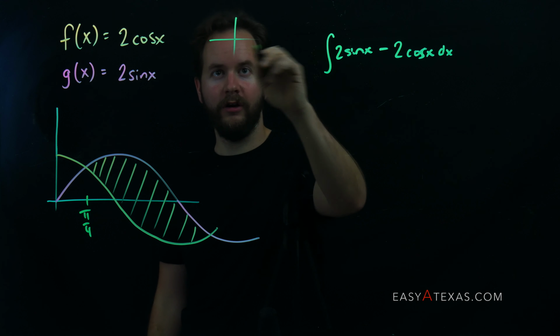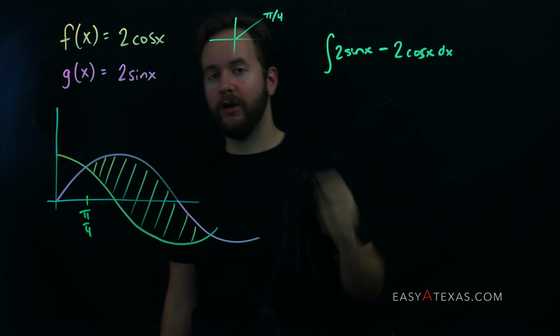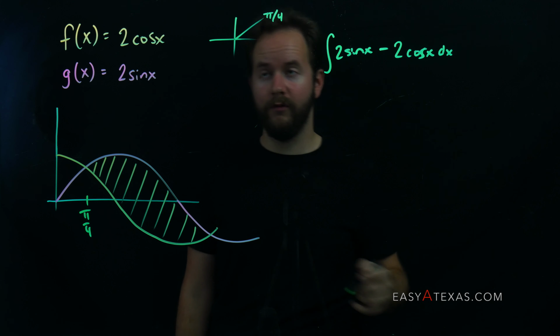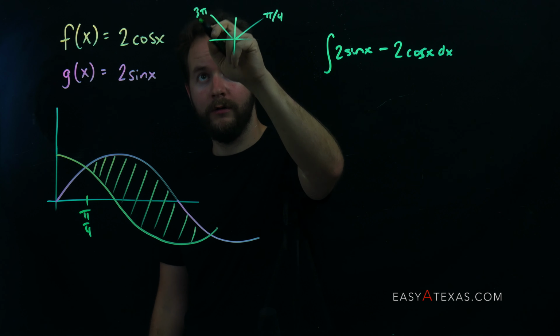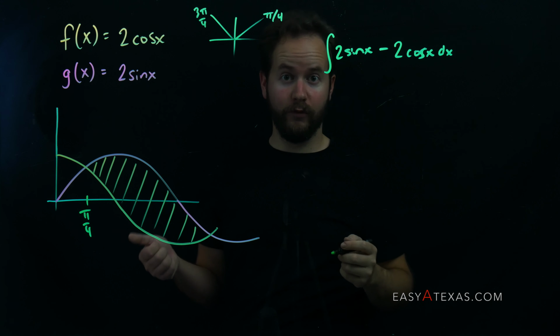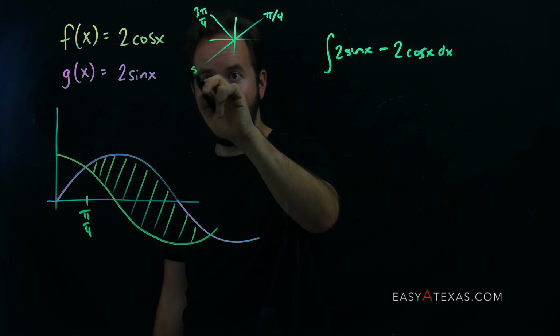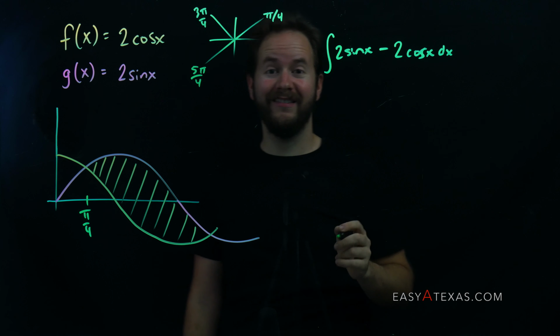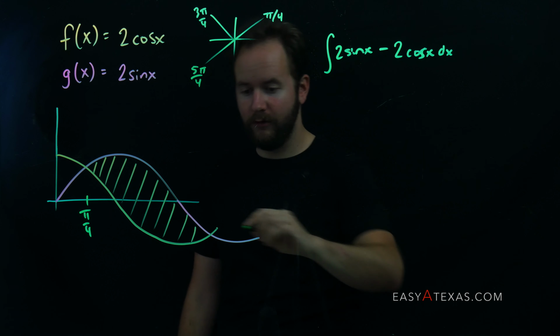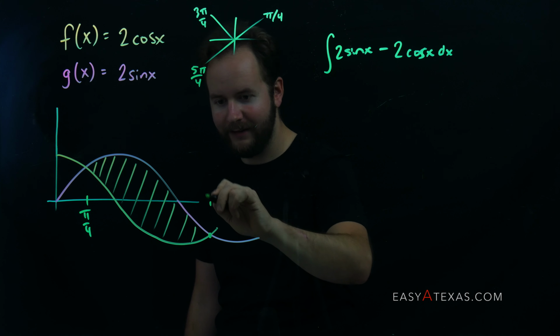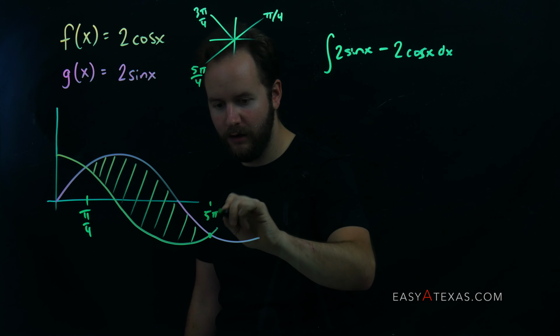So as a quick refresher, this is pi over 4. That's where cosine and sine have the same value of root 2 over 2. This is 3 pi over 4, where sine has positive root 2 over 2, but cosine's negative root 2 over 2, so they don't intersect there. But at 5 pi over 4, both cosine and sine are negative, and they're negative root 2 over 2. So this is our other intersection at 5 pi over 4.